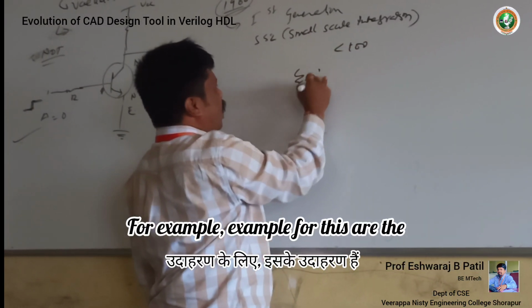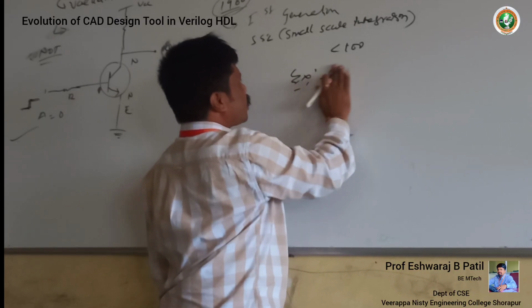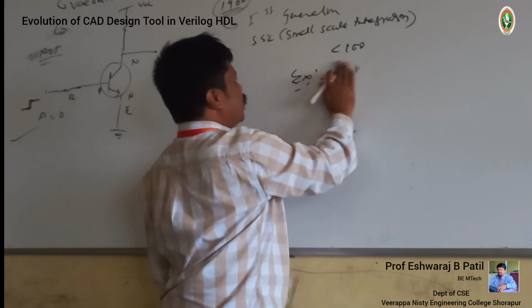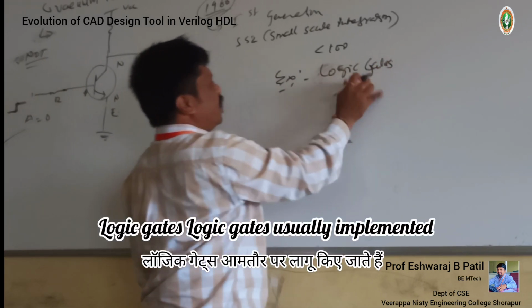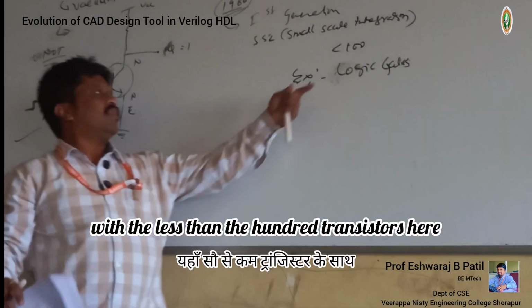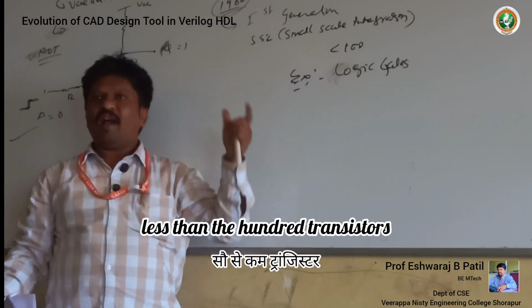For example, these are the logic gates, usually implemented with less than 100 transistors.